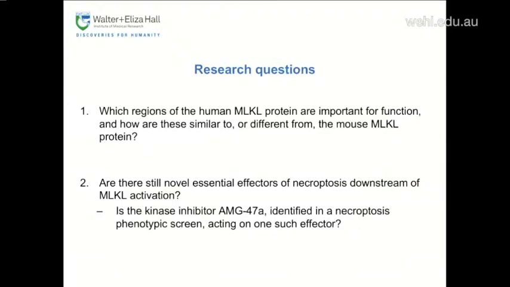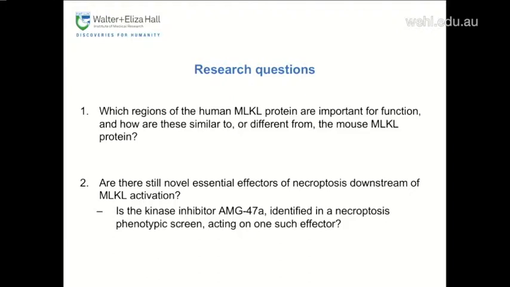So the two main research questions that I wanted to address during my PhD were which regions of the human MLKL protein are important for function, and how are these similar to or different from the mouse protein? This was a broad research question. There were originally a couple of projects involved with this, but the question that we were asking broadly is whether there are still novel essential effectors downstream of MLKL activation.